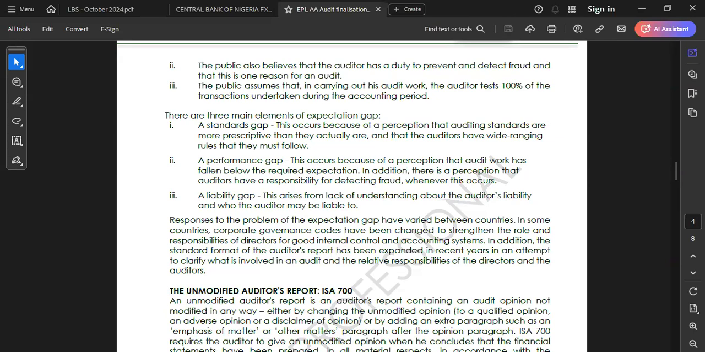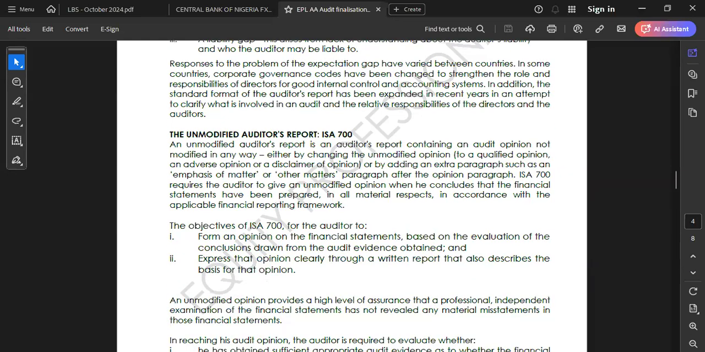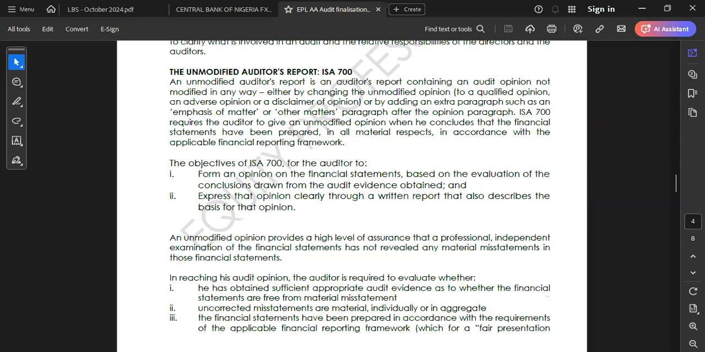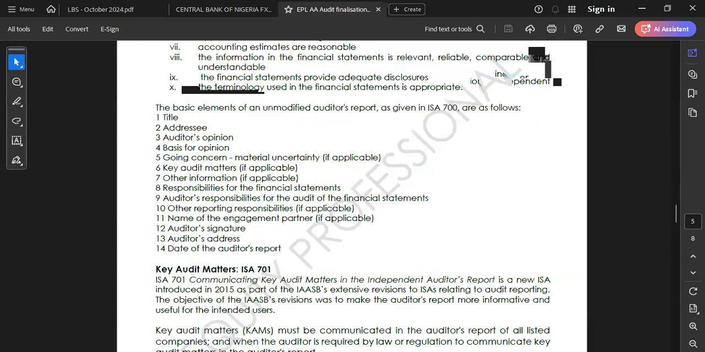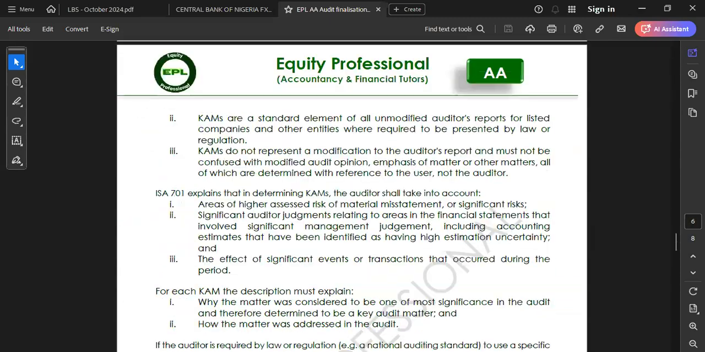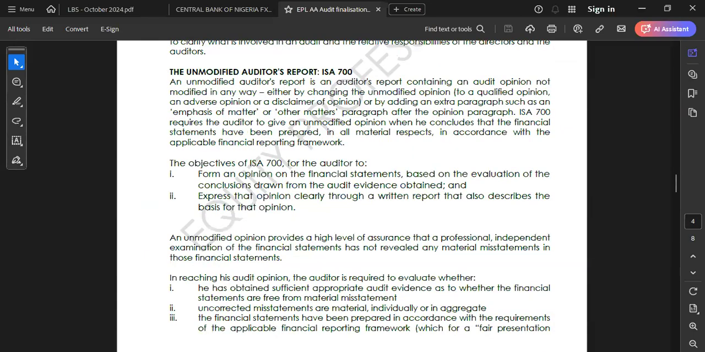And you can never tell. I can decide to ask what are the three main elements of expectation gap. So that's the reason why we just have to chip this in. So let's look at what is an unmodified audit report. We'll look at this and key audit matters and we can close for today. I have some past questions I want you guys to look at, maybe one or two before we go, if we finish in good time.